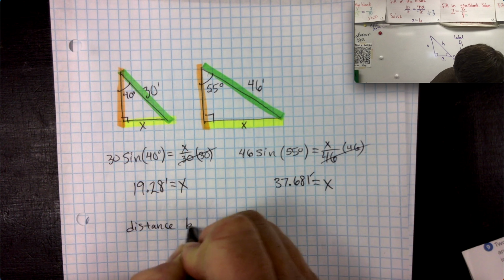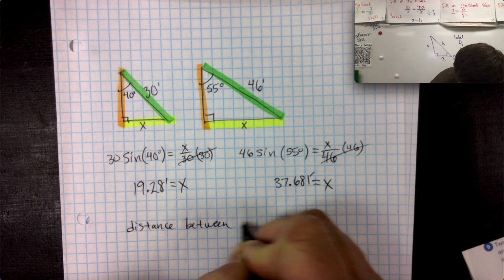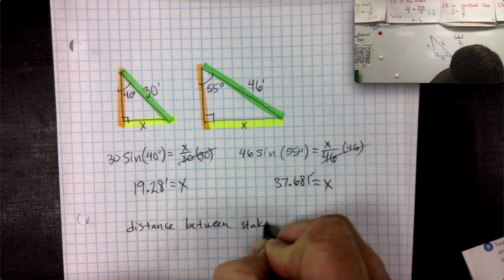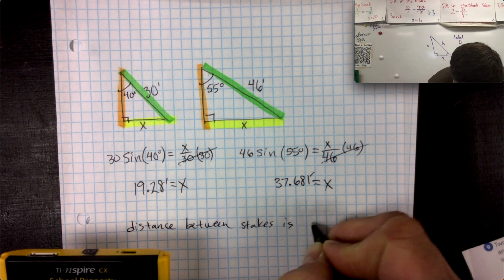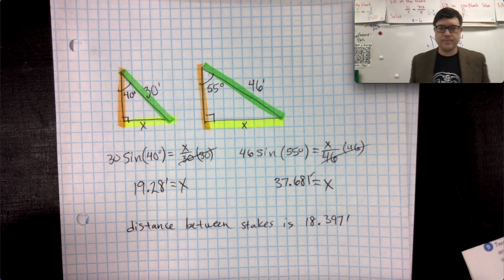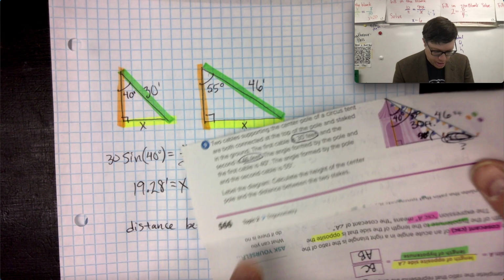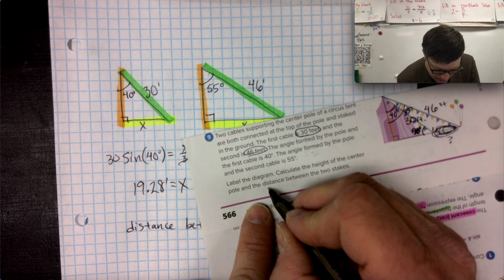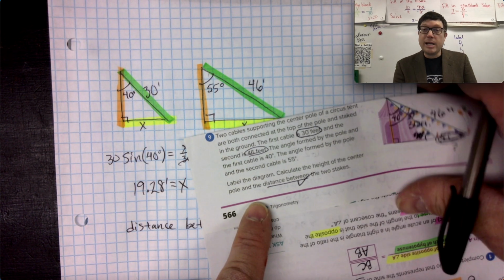Distance between stakes is 18.397 feet. To answer the question, calculate the height. We didn't do that, but we did do the distance between the two stakes. So I'm going to calculate the height now.